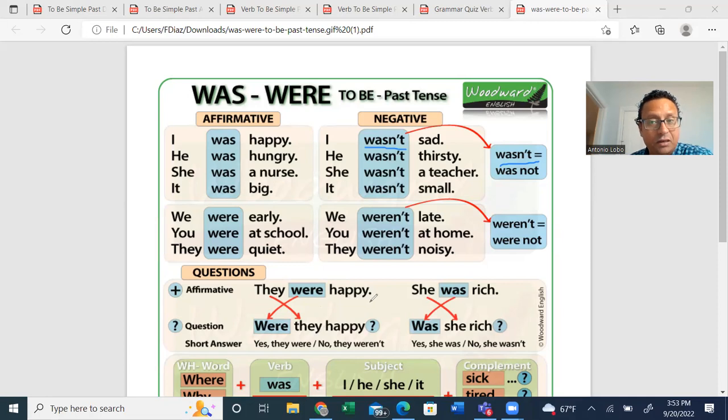They were happy, affirmative. Question, were they happy? Okay. I was happy, affirmative. Question, was I happy? Okay. He was hungry. Question, was he hungry? Okay. So I'm going to send you this chart for you to see.